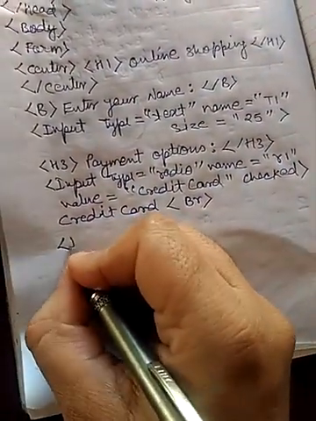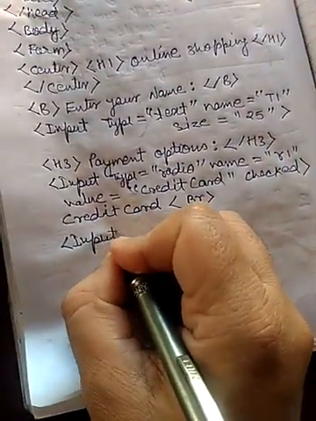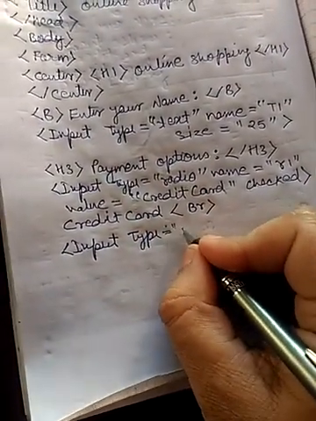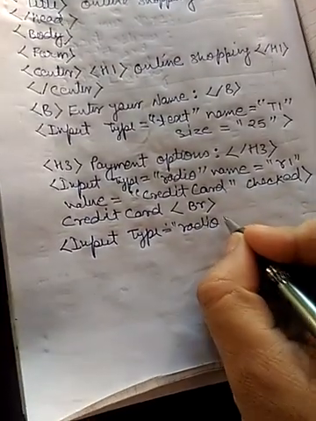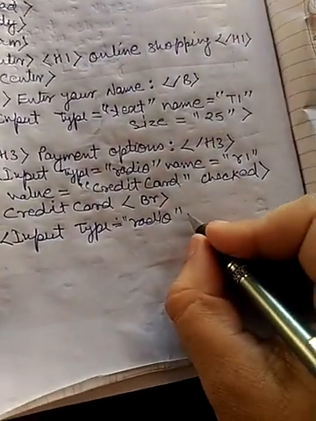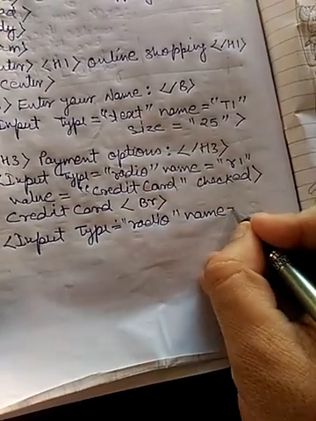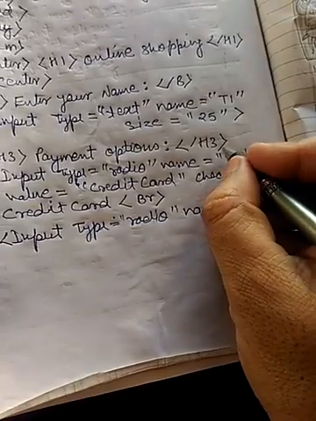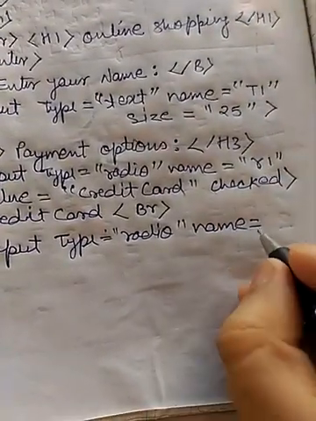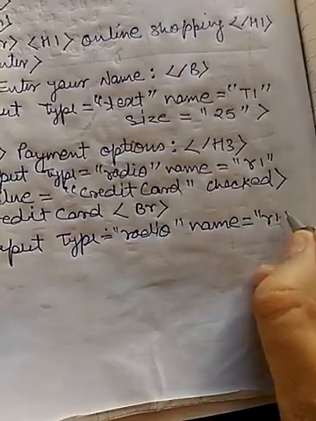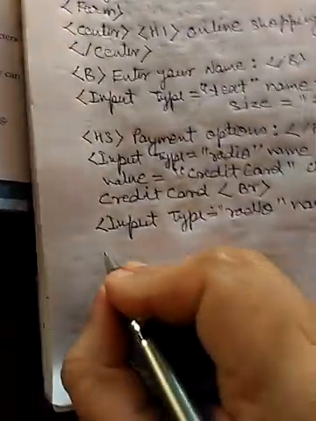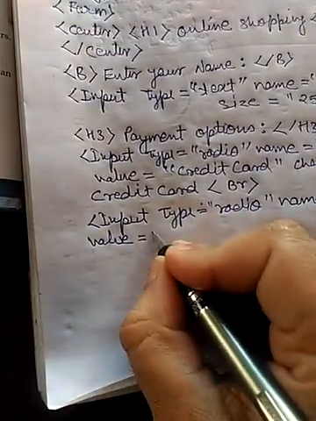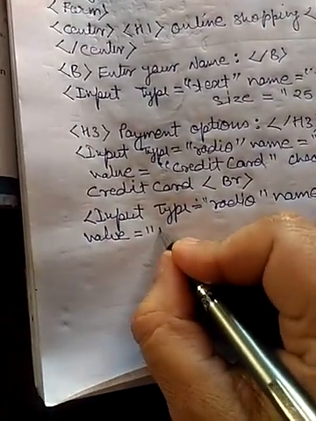Again, input type is radio, name. Now you want to put the name in the same control as we have defined here, R1, so we are defining the same here, R1. Value means the value that is sent to the server when you submit the form. Let us say debit card.